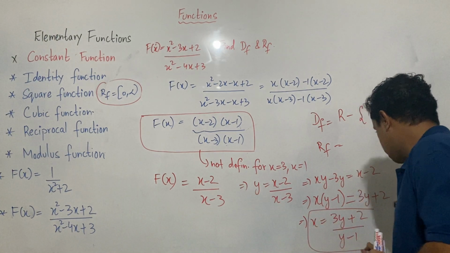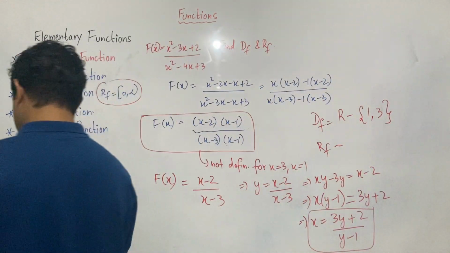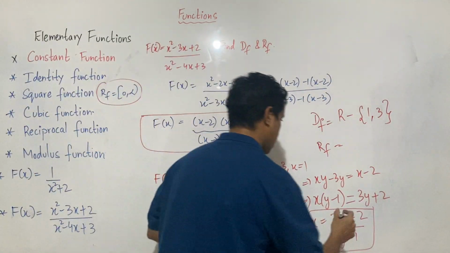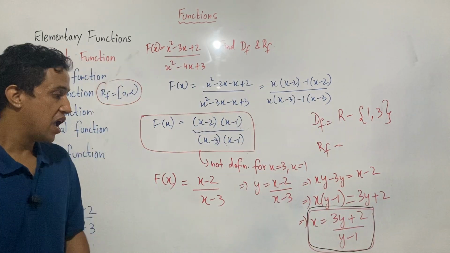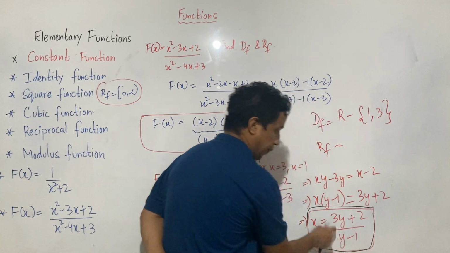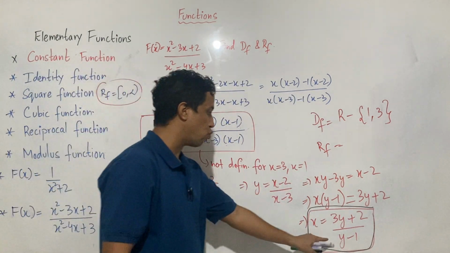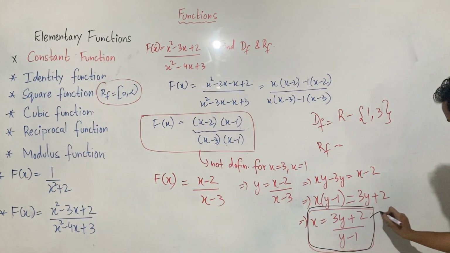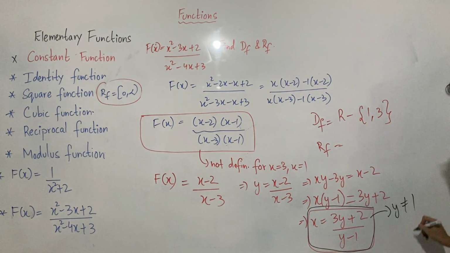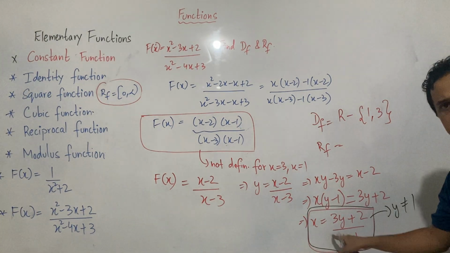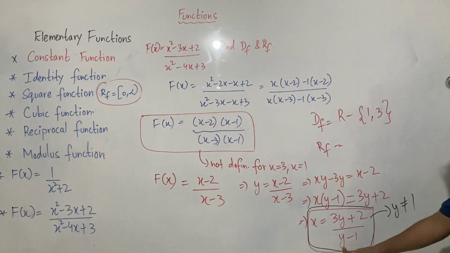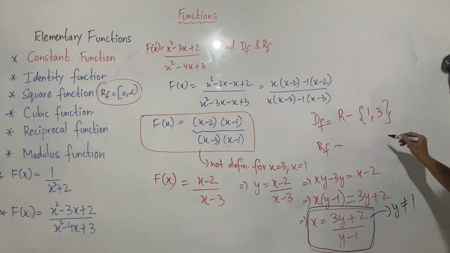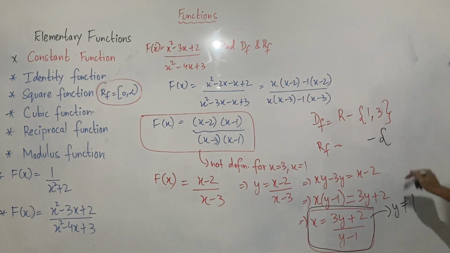Now we need to observe this thing. See here, y cannot be 1. Why? Because if y is going to be 1, then this is going to be not defined. So we cannot take y equal to 1 here. So the range is going to exclude 1; we don't have to take it.